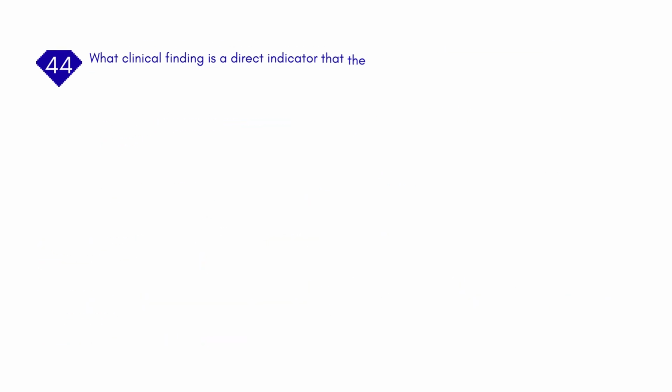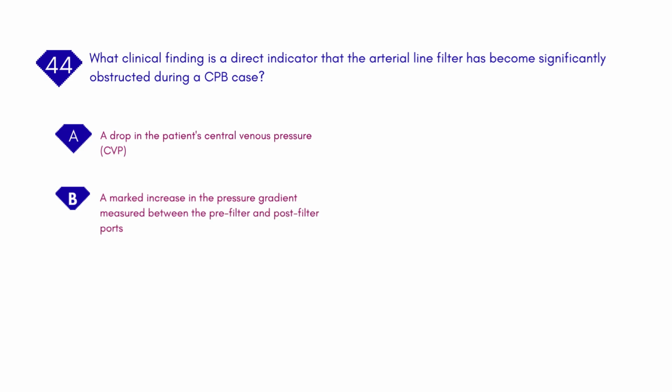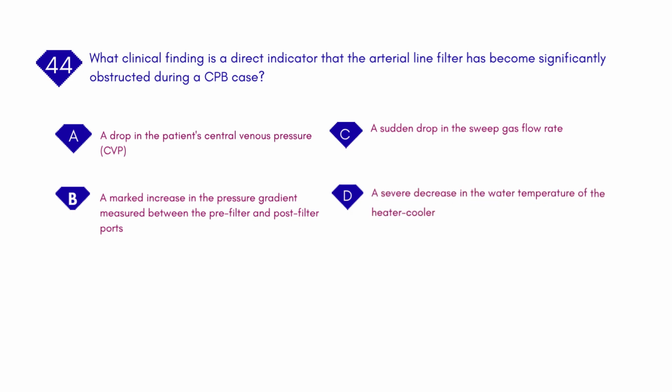What clinical finding is a direct indicator that the arterial line filter has become significantly obstructed during a CPB case? A. A drop in the patient's central venous pressure, CVP. B. A marked increase in the pressure gradient measured between the pre-filter and post-filter ports. C. A sudden drop in the sweep gas flow rate. D. A severe decrease in the water temperature of the heater-cooler.